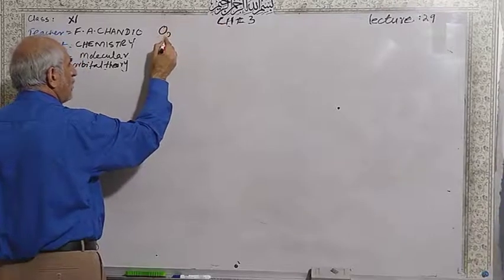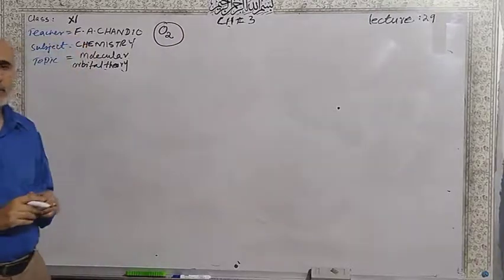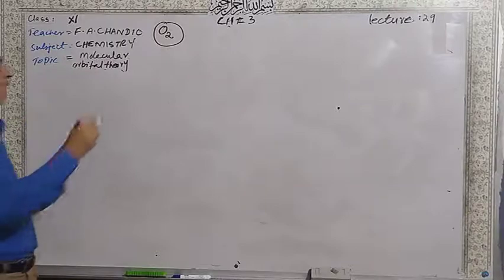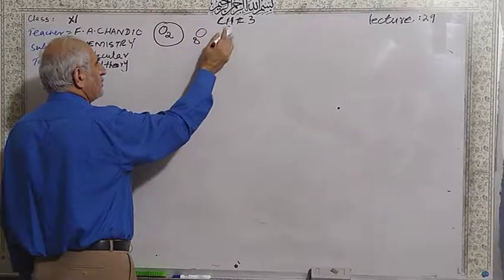Oxygen. How is the oxygen molecule formed according to molecular orbital theory? Usually, oxygen is atomic number 8.